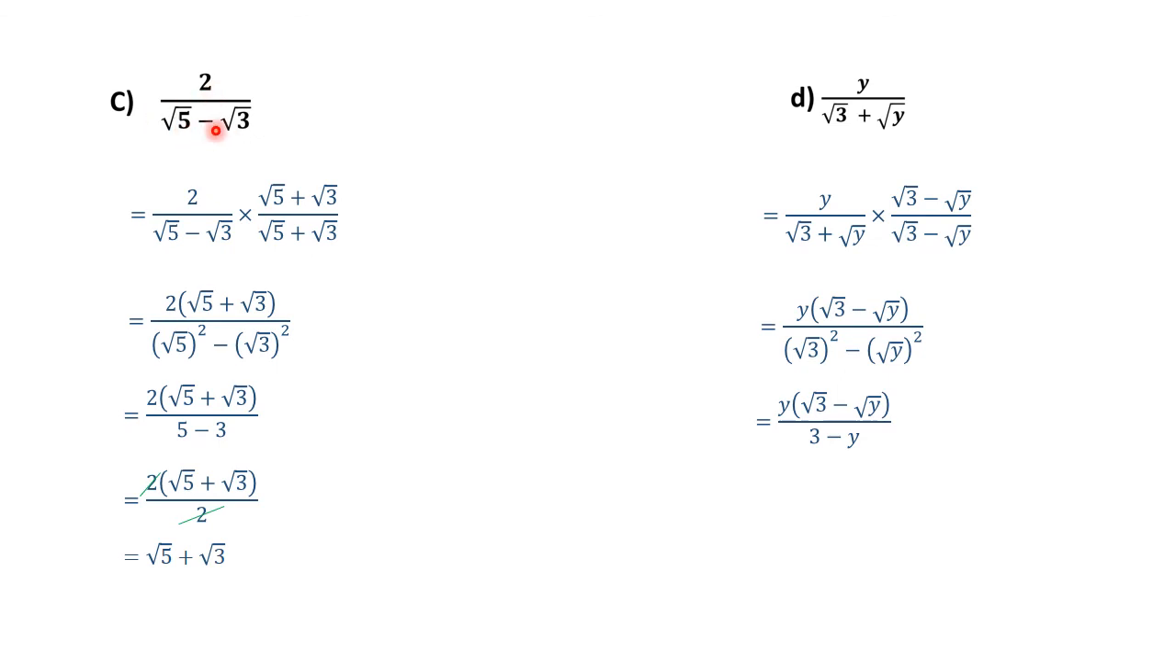Part C, 2 over root 5 minus root 3. Denominator is root 5 minus root 3. So now we multiply and divide by root 5 plus root 3. Now simplify these two. 2 into root 5 plus root 3. Recall a minus b into a plus b will give us a square minus b square. Means root 5 square minus root 3 square. 5 minus 3 is 2. The numerator is as it is. Now cancel the 2's. We'll get root 5 plus root 3.